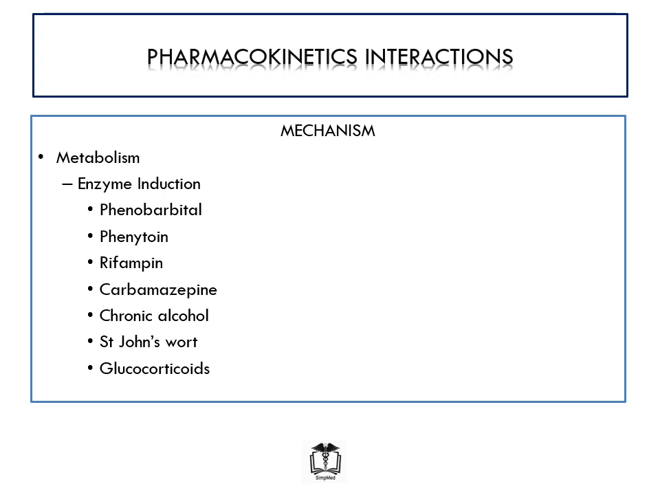Examples of drugs in history that are categorized as enzyme inducers include drugs like phenobarbital, phenytoin, rifampicin used as an anti-TB agent, carbamazepine, chronic alcohol consumption, St. John's wort, and glucocorticoids.